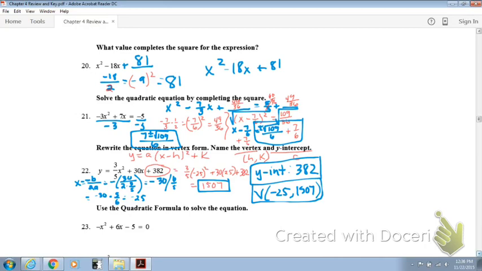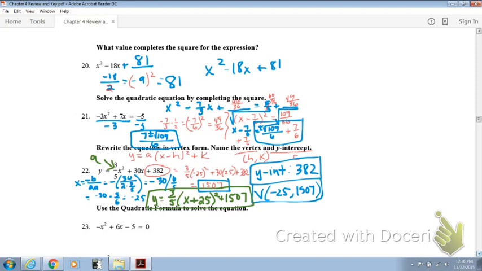The vertex form, if it's y equals a times x minus h, this is your a here. So we get y equals 3/5 times x minus h, so h is negative 25, that's going to be x plus 25 squared, and then plus k, and k is the y coordinate, so that's plus 1,507. So there's my answer there.